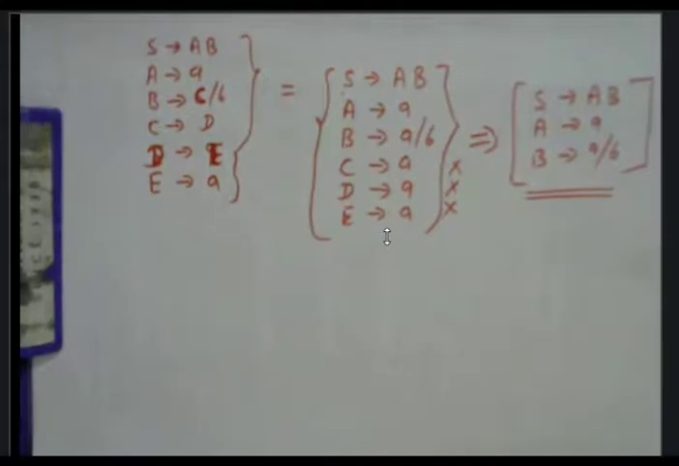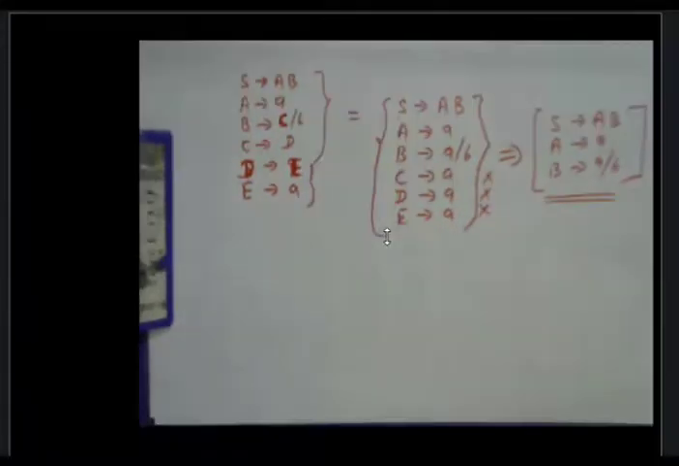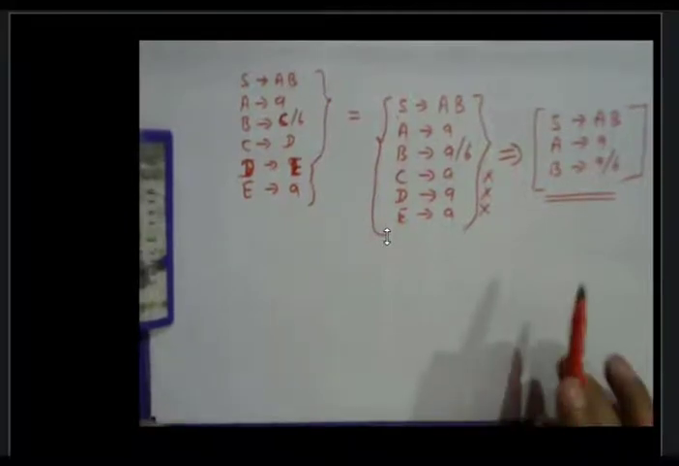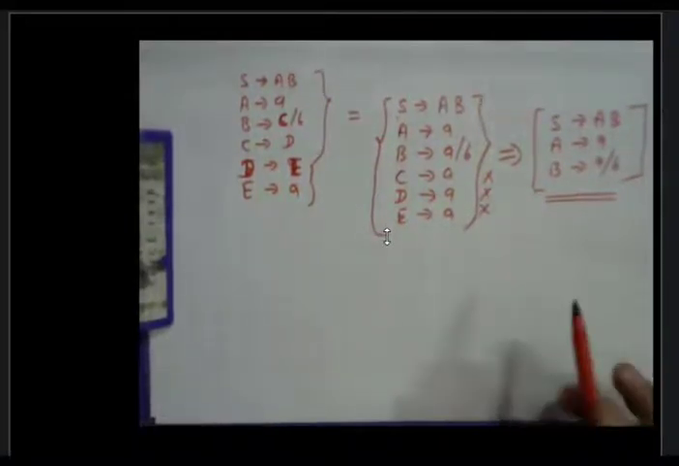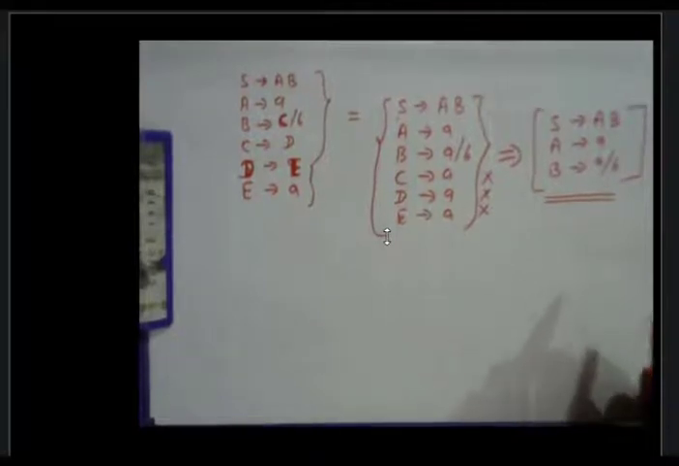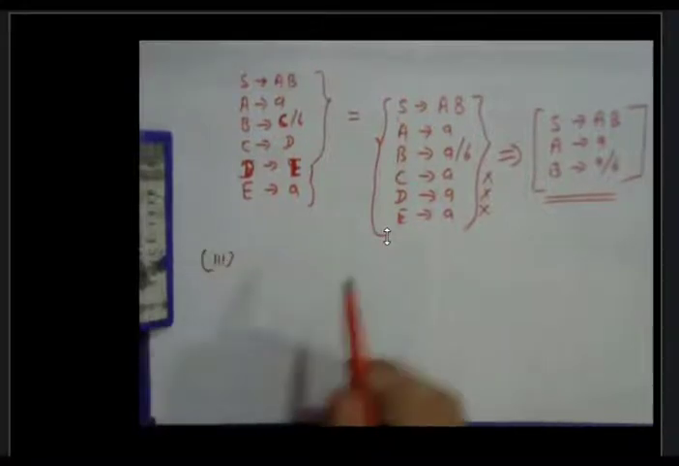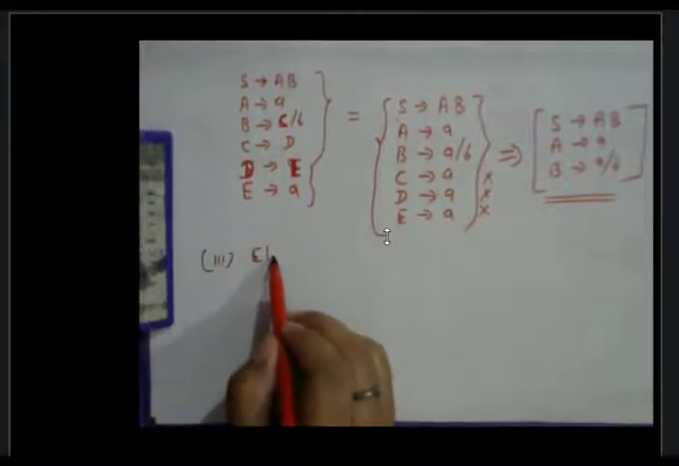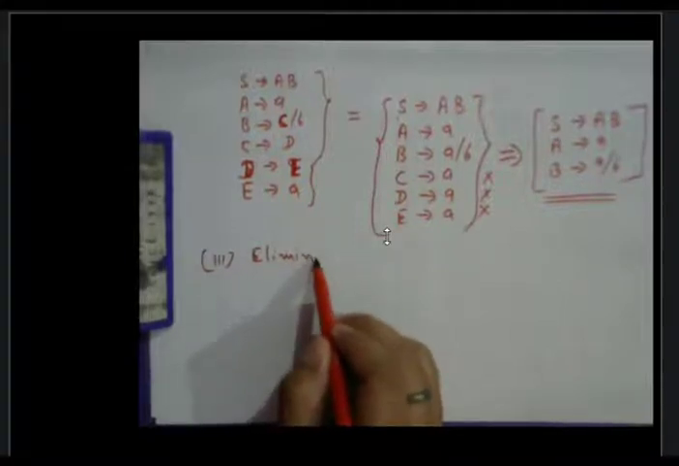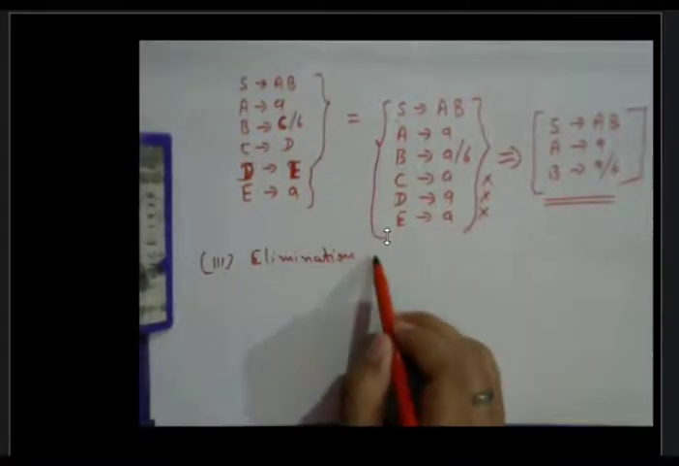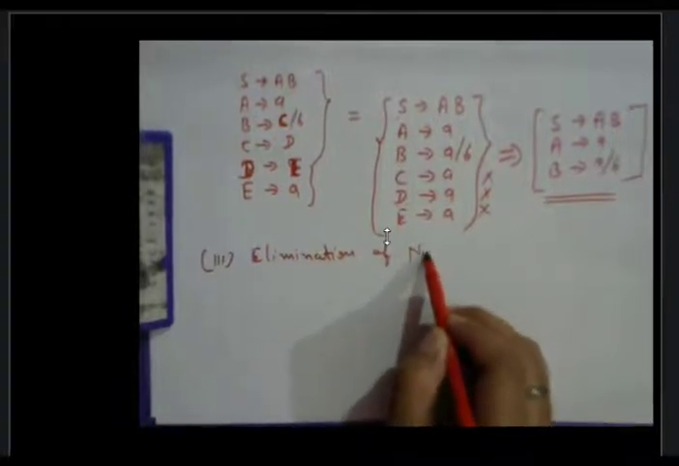In this method we can get the exact results which you want for the final result. Now this is the method for how to reduce the unit production in the context free grammar. Now the third point, elimination of null production.